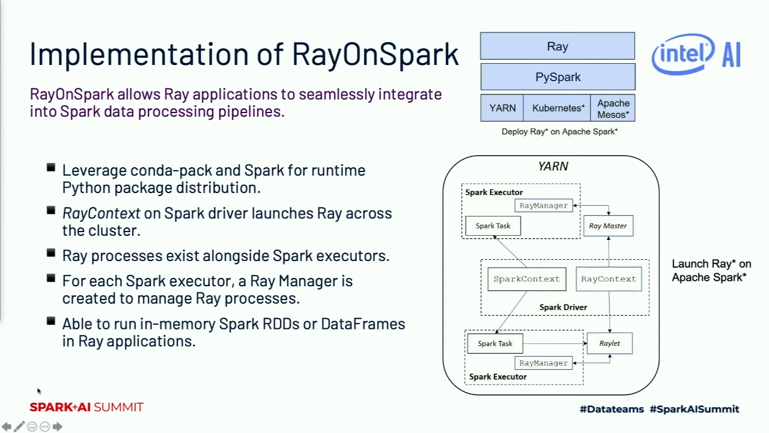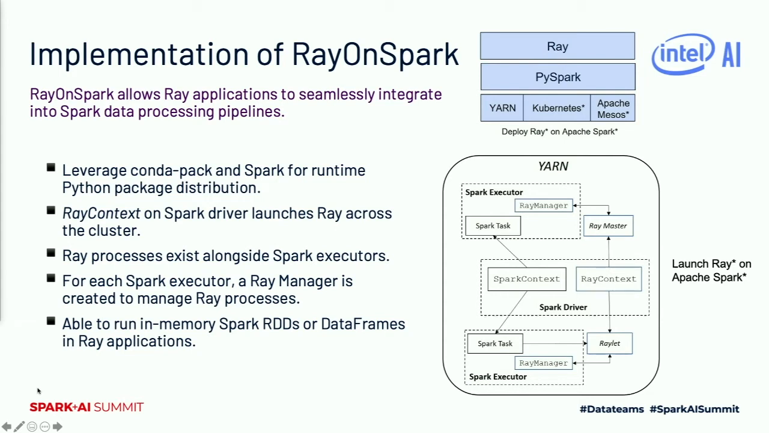So the figure on the right here gives an overview of the architecture of Ray on Spark. In Spark's implementation, we are quite familiar that we create a Spark context object on the driver node, and the Spark context launches multiple Spark executors across the Yarn cluster to perform Spark tasks. In our Ray on Spark implementation, we additionally create a Ray context object on the Spark driver, and it utilizes the existing Spark context to automatically launch the Ray processes across the Yarn cluster. The Ray processes exist alongside Spark executors. One of the Ray processes is the Ray master process, and the remaining are Ray slave processes, which are also called Raylets.